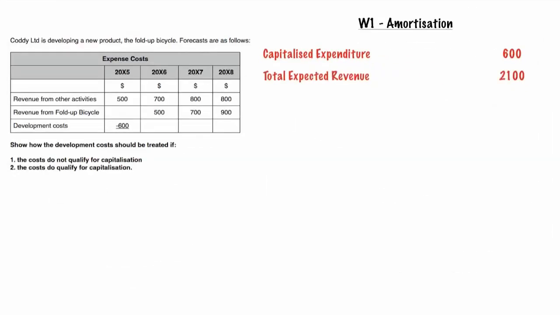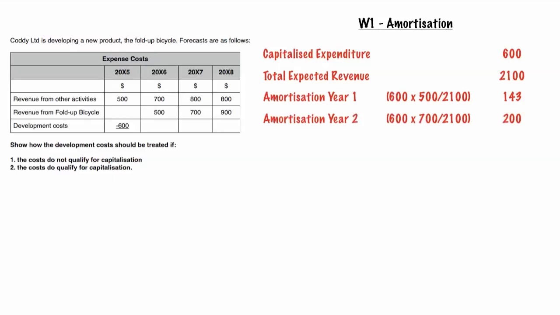Hopefully then you have something like this. The total expected revenue is 2100. The revenue from the fold-up bicycle in 06 is 500. So 500 out of the 2100 times the development expenditure of 600 that we're going to write off gives us 143. Doing the same for year 2, we have 600 times 700 over 2100. And for year 3, 600 times 900 over 2100. So that's how we're going to write this off.